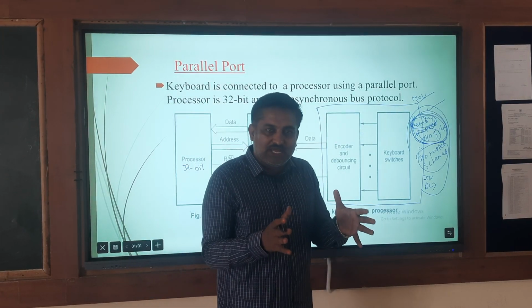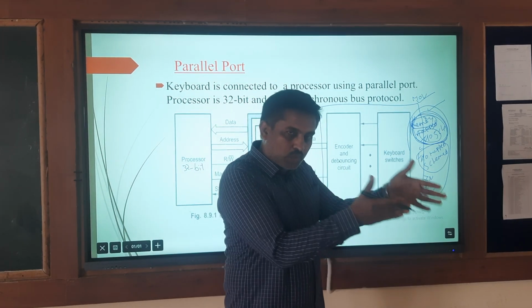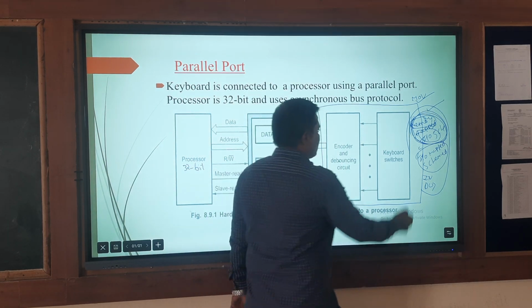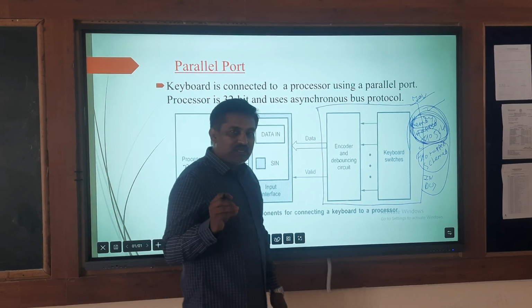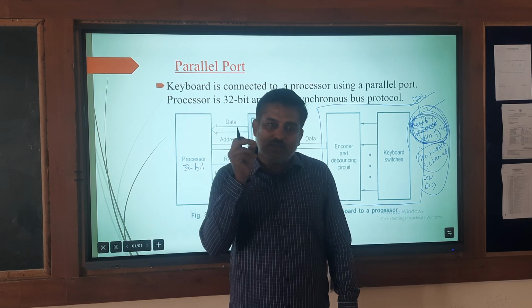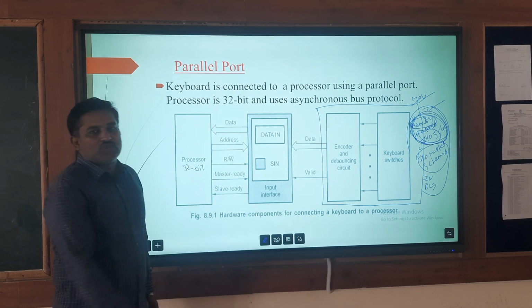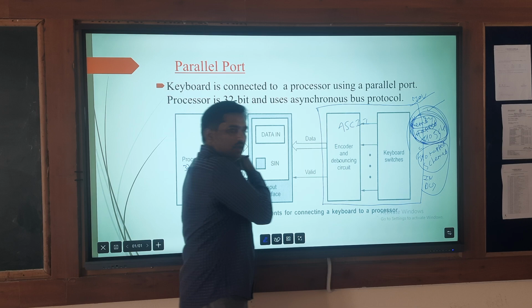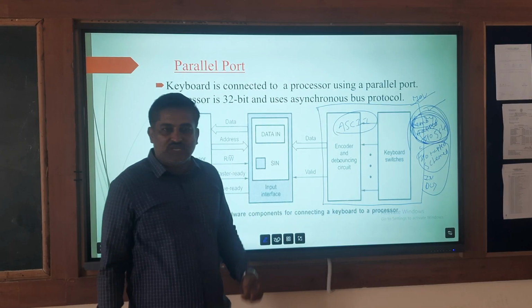So for accessing the data, I may use the same instructions, whether the data is stored in the memory space or in the input output memory space. Now listen clearly. Whenever you press any character on the keyboard, the equivalent ASCII character will be transferred to the processor. ASCII stands for American Standard Code for Information Interchange.